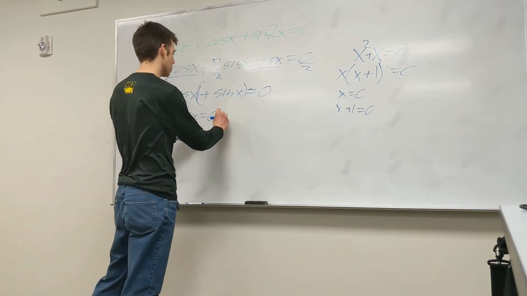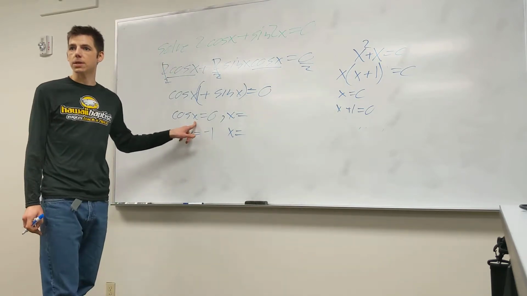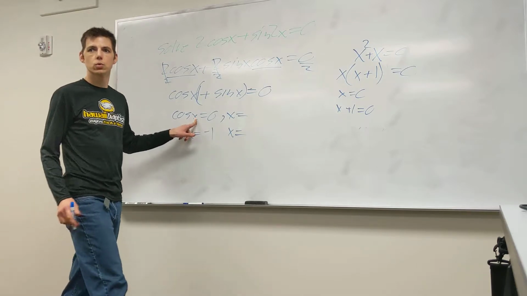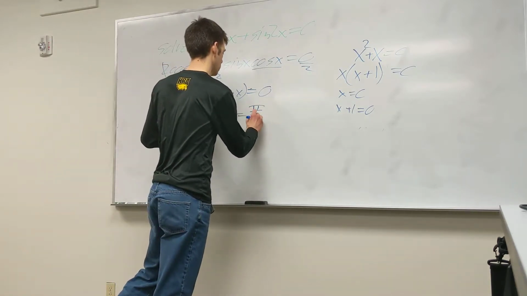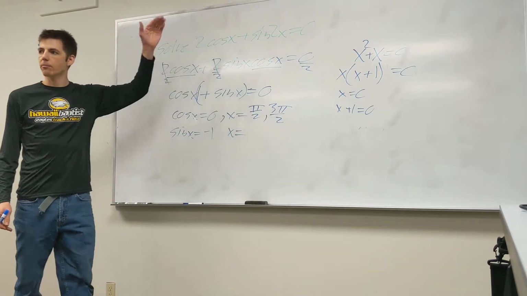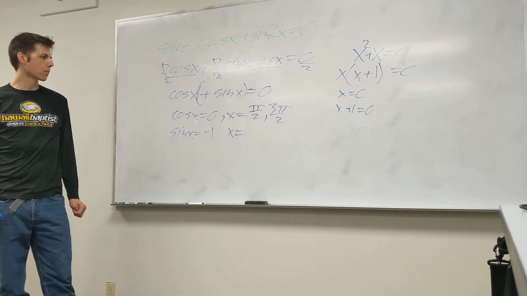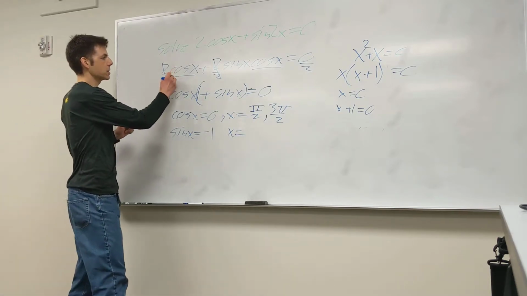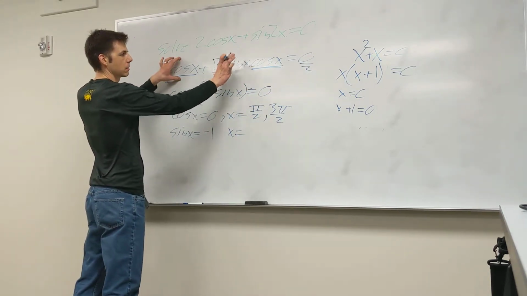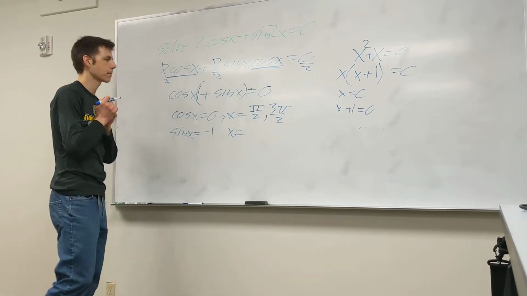If cosine of x equals 0, where does cosine of x equal 0? Right, so vertically up, vertically down. Why is it cosine x times 1 plus sine x? So I factored out the cosine x here, and I'm left with 1 and sine x, right? Factor that out, okay?